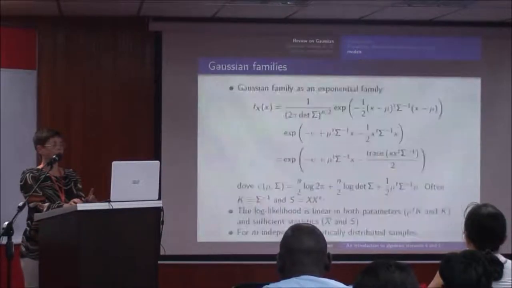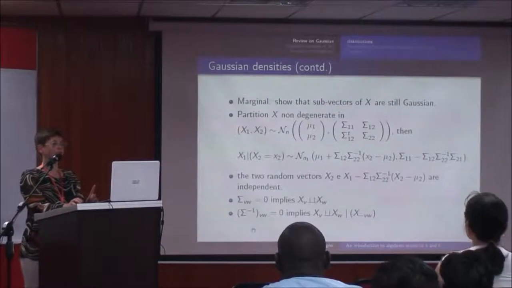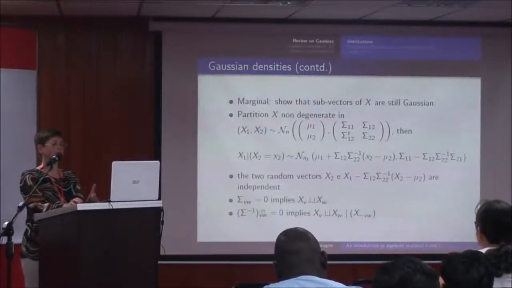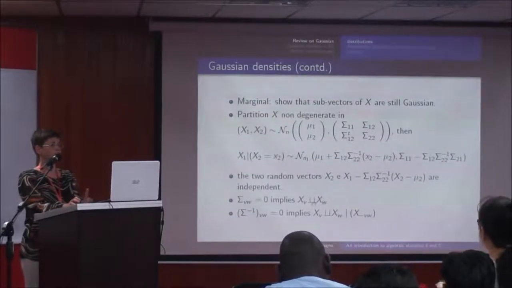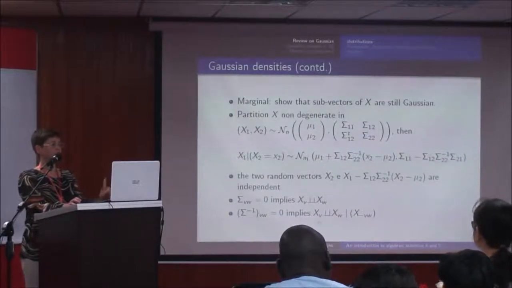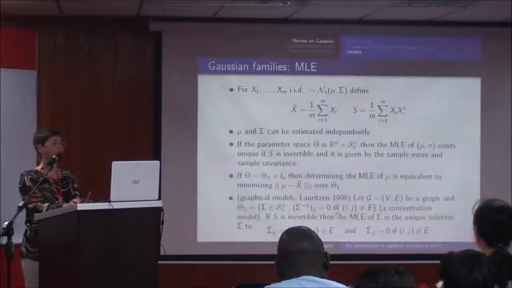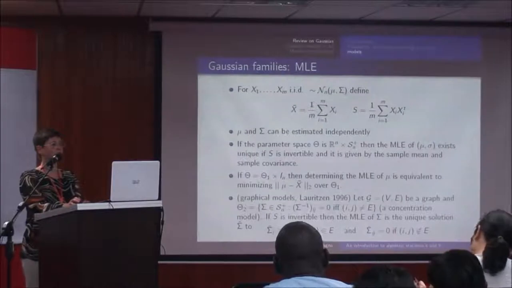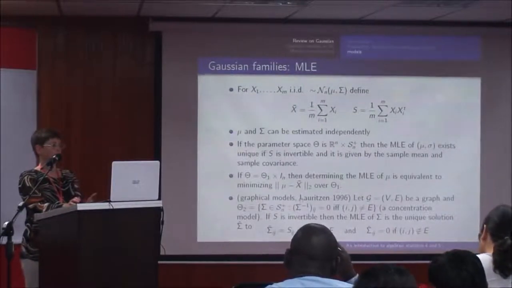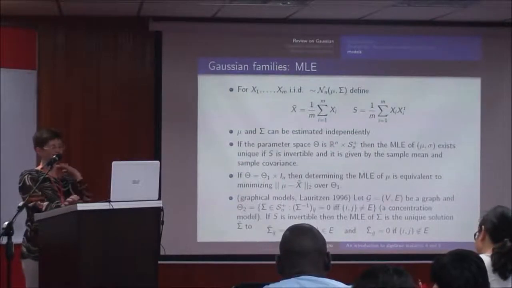Then here I need to go back to this. Bear this in mind. Okay? This says covariance zero, independence. Concentration zero, conditional independence. Graphical models encode this. A very excellent reference is this book. If you're a mathematician, you love it. If you're a statistician, you know you should love it, but it's a bit hard.